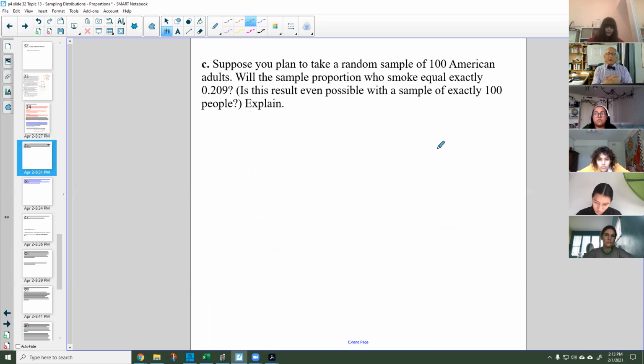I am going to take a random sample of 100 American adults. Okay, I'm just going to go into the population, randomly pick out 100 people, and I'm going to find out whether they smoke regularly or not. Will that proportion of people that smoke regularly be exactly equal to 0.209? Emily?